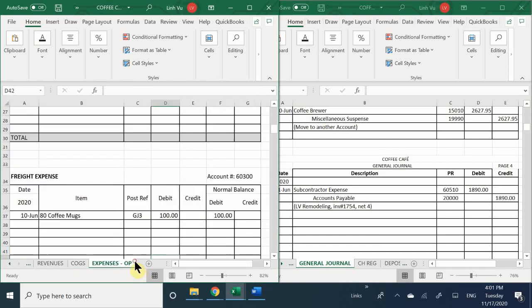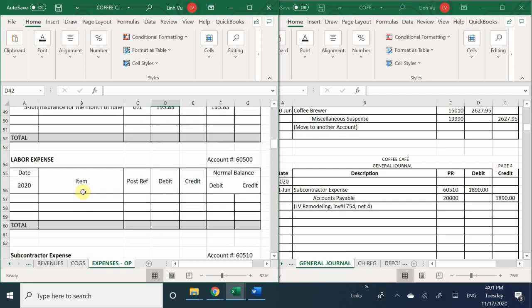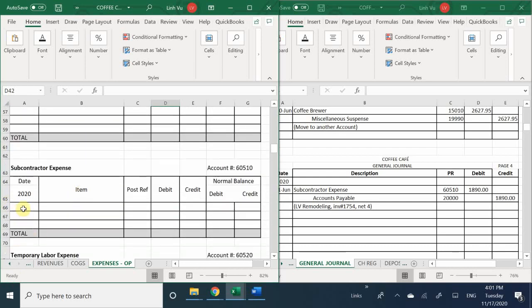So I'm going to go ahead and look for my operating expenses because it's an expense. Subcontractor is going to be a sub account for labor expense. So I'm going to scroll down. Here's my labor expense. Right under it is subcontractor expense. So here, 6510. And I'm going to write that this is a remodeling job, or remodeling interior design. Interior design. Okay. Post reference is General Journal number 4 now. And this job was for 1890, bringing my account balance to 1890.